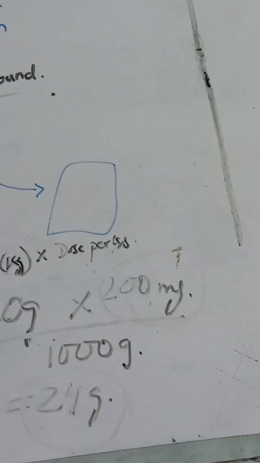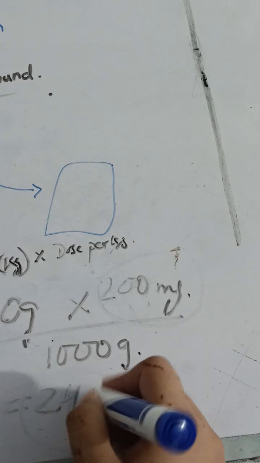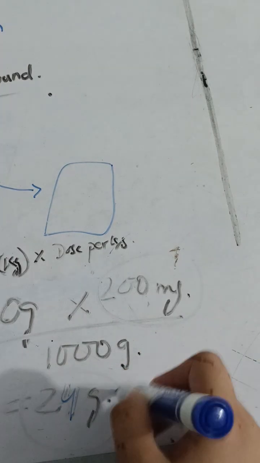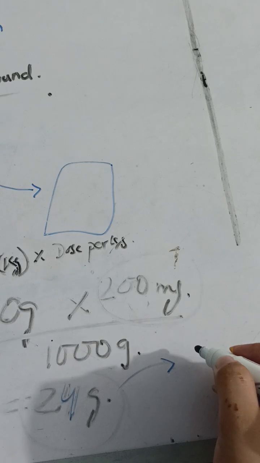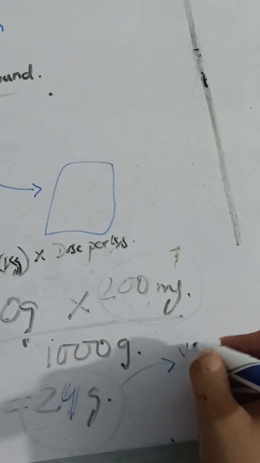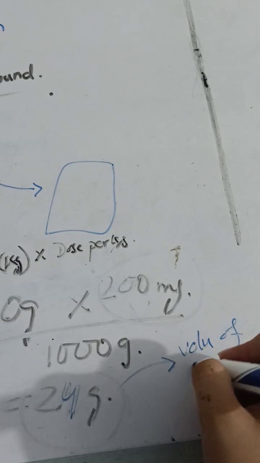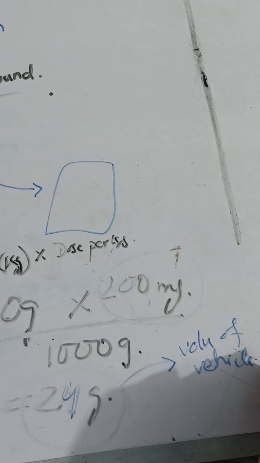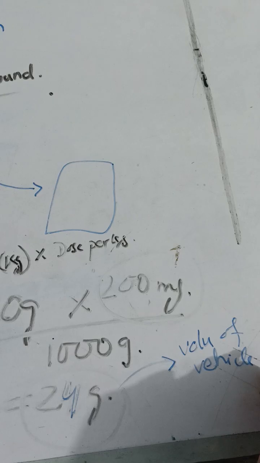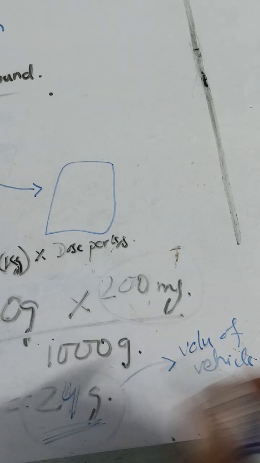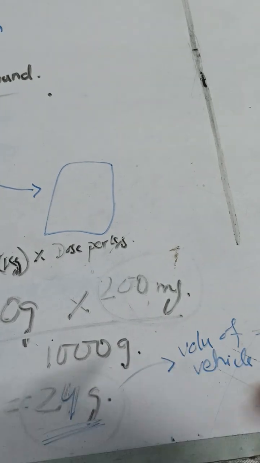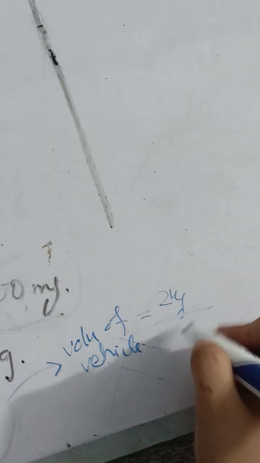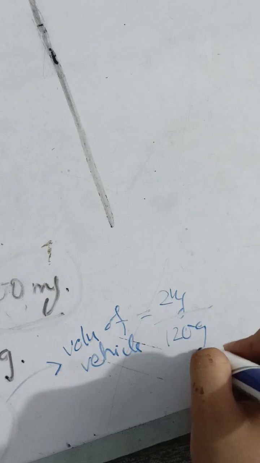Now, how much water or how much polyethylene glycol will you dissolve this 24 gram into? For calculating the volume of your vehicle, you have to apply the formula. What you will do is just divide your dose, which is 24 gram, by the weight of the rat. 24 gram divided by the weight of the rat, which is 120 gram here.